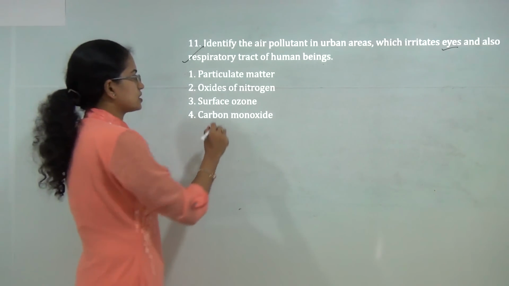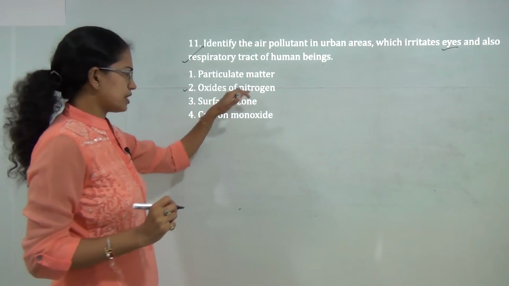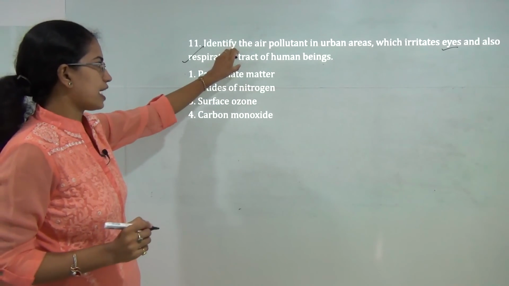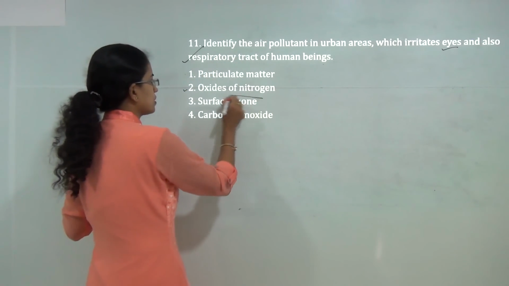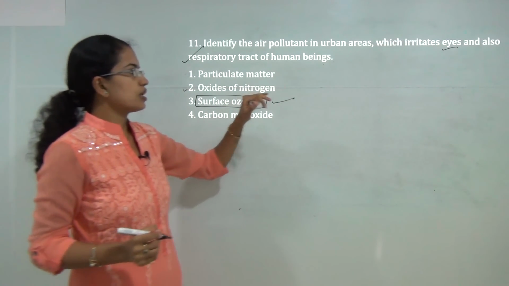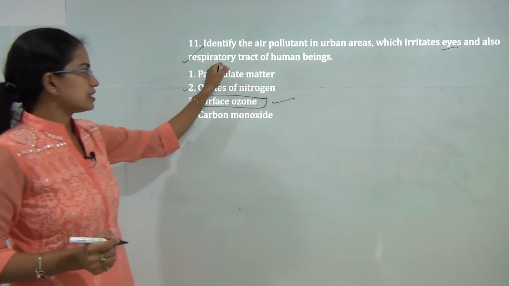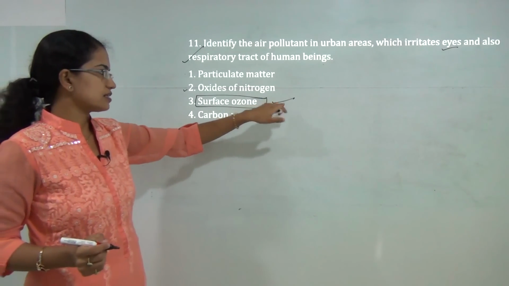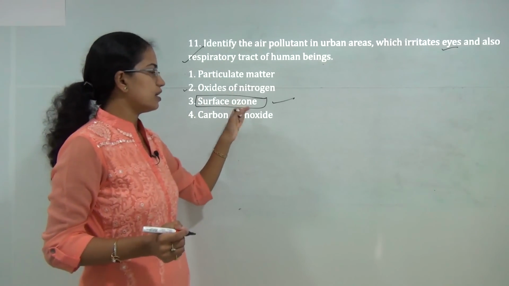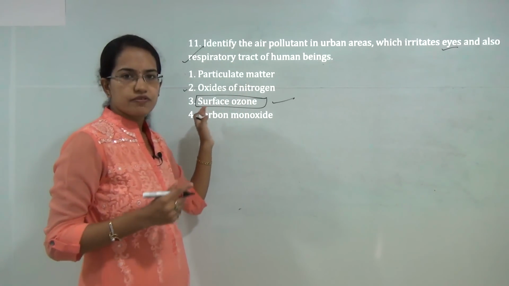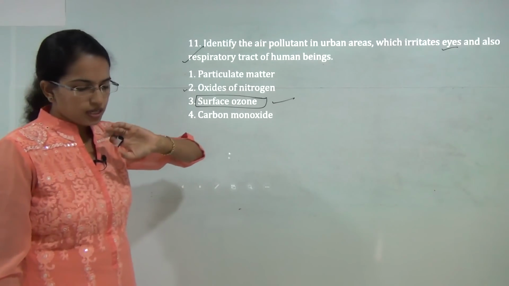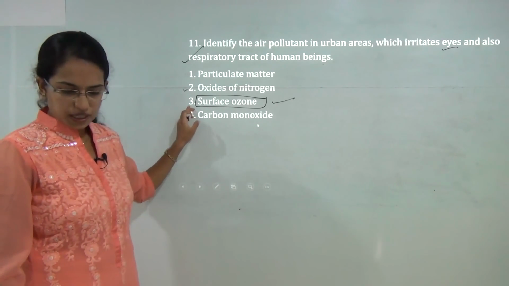So you would have oxides of nitrogen that would be irritants, but they would not affect the respiratory tract as much as the ozone would. So surface ozone is the correct answer here. Surface ozone affects both the eye irritants and the respiratory tract. We have the detailed explanations at doorstep where you will have the complete table and you will see which irritant, which compound or which element causes which health problems. So the answer here would be surface ozone.